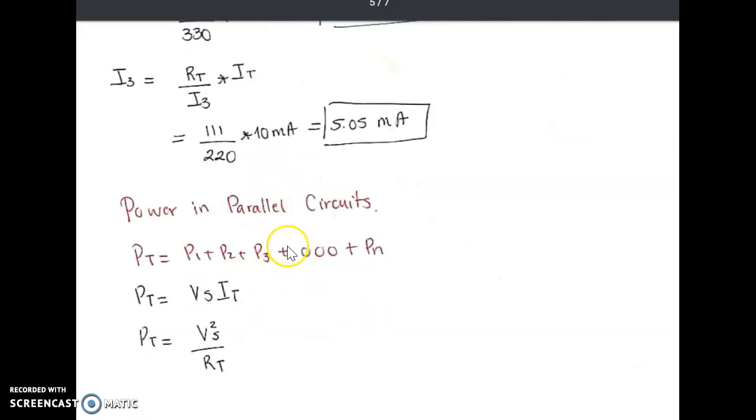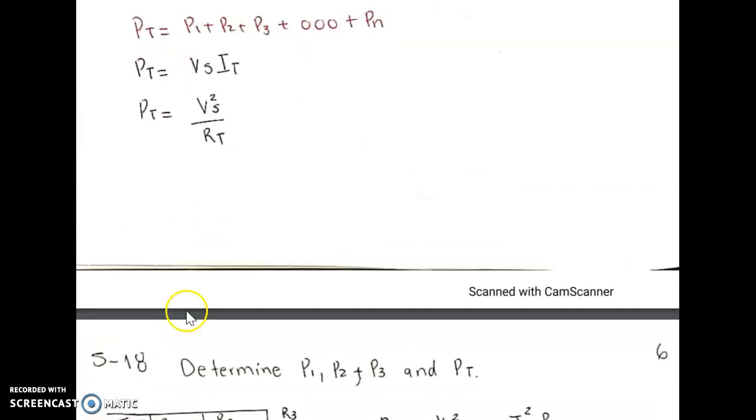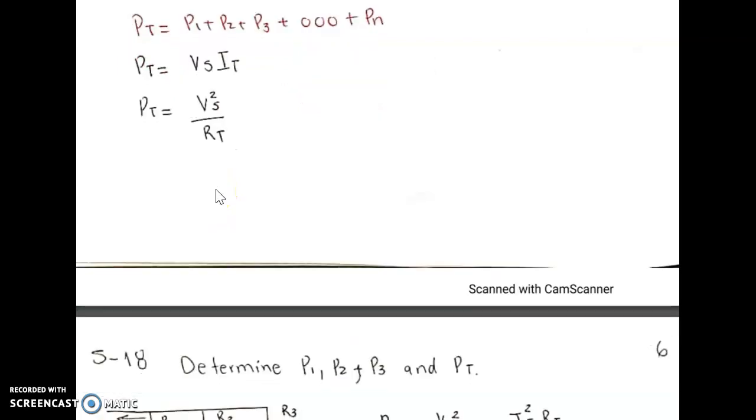Power in parallel circuits. The power in parallel circuits is the same as it was described in series circuits. The summation of each individual power in each individual component is going to add up to the total power. These are the different definitions of power. Most likely the one we are going to be using is voltage squared over R, because most of the time in a parallel circuit we will know the voltage.